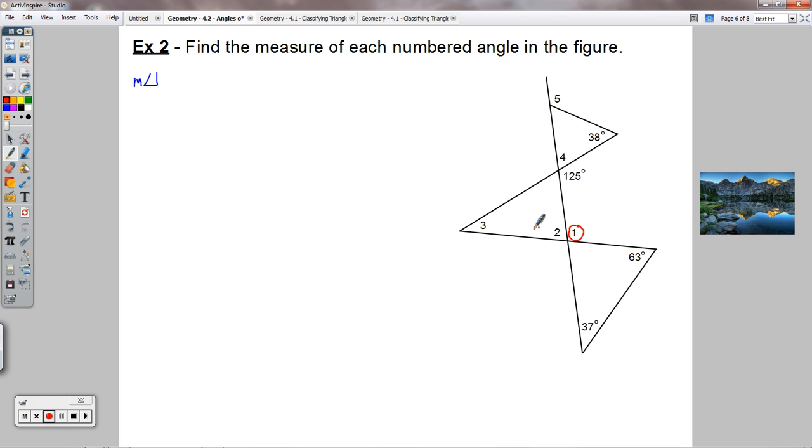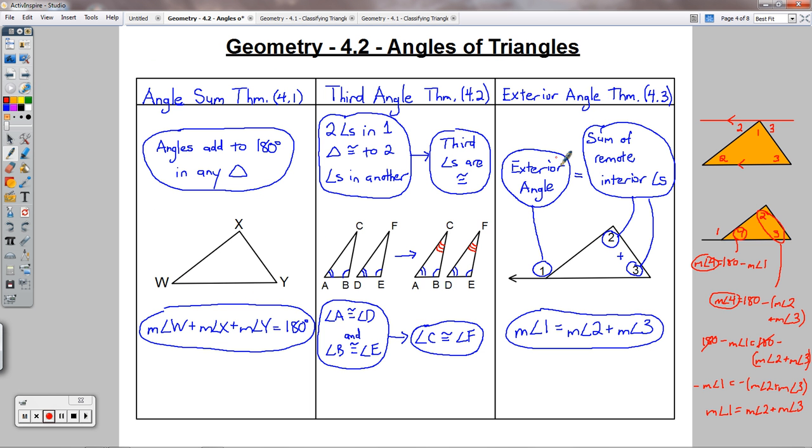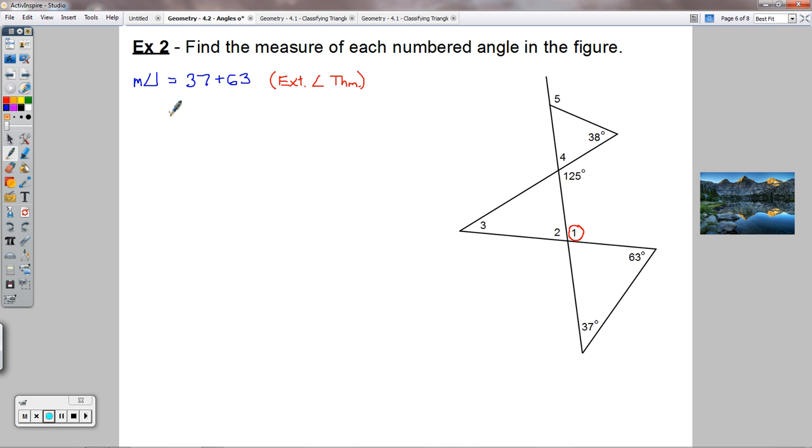I know based on the exterior angle theorem that the exterior angle here has to equal the sum of the two remote interior angles, so the two that are across from it. So I know that I could say the measure of angle 1 would equal 37 plus 63. And again, that was based on the exterior angle theorem. So that's this one right here. We're using this theorem right here. So the measure of angle 1 is going to equal 100 degrees.